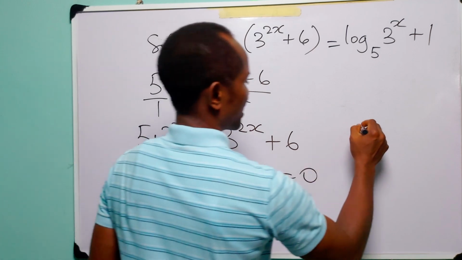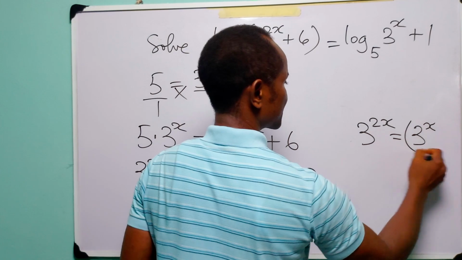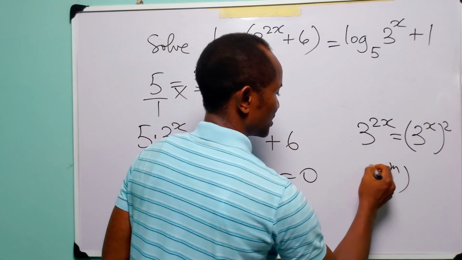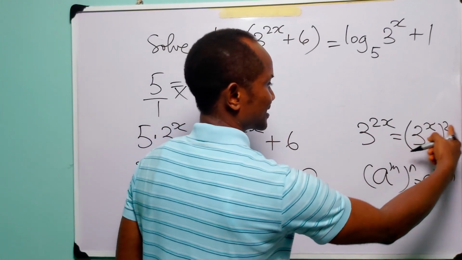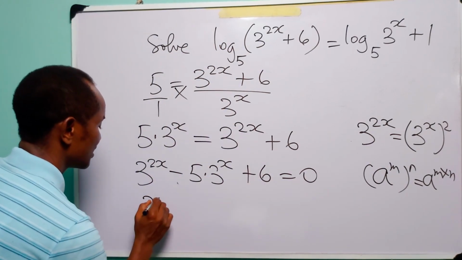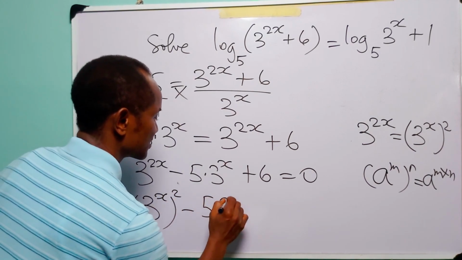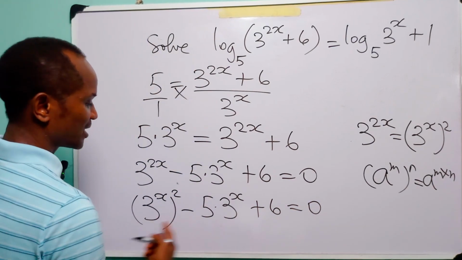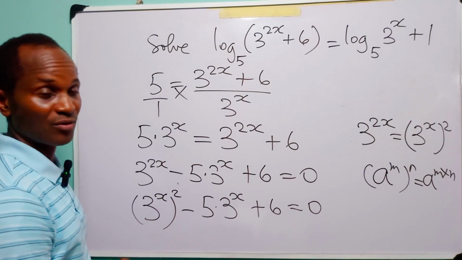Now, of course, you know that when we have 3 to the power 2x, this is the same as writing 3 to the power x squared, because when we have a to the power m to the power n, this is equal to a to the power m multiplied by n, and x times 2 is 2x. So this equation now becomes 3 to the power x squared minus 5 times 3 to the power x plus 6 is equal to 0. Here you can already see a quadratic equation in 3 to the power x, which we can solve.